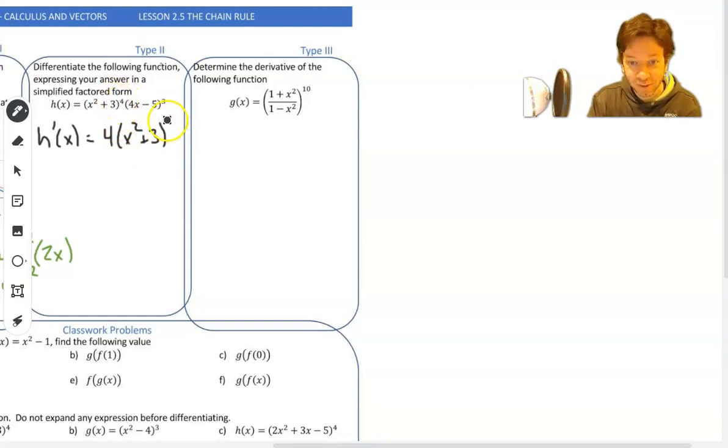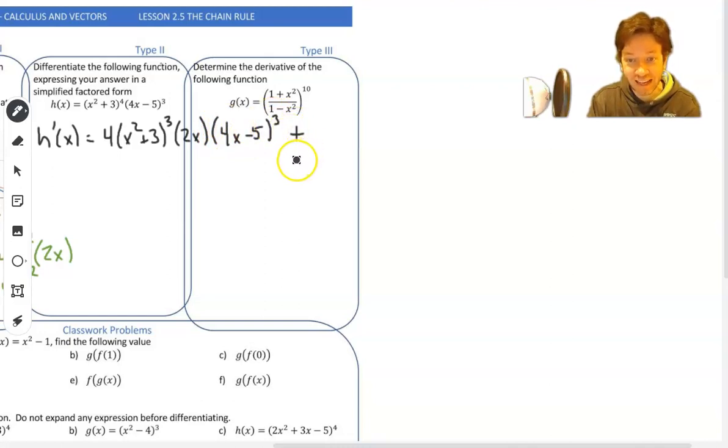Subtract 1 from the exponent, so 4 minus 1 is 3. And multiply by the derivative of the function, which gives us 2x. And then multiply by the second portion, just the second portion, not its derivative. So that's going to be (4x minus 5) cubed.